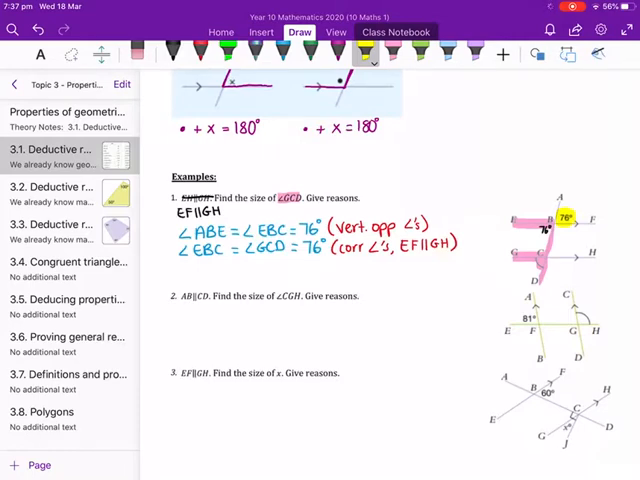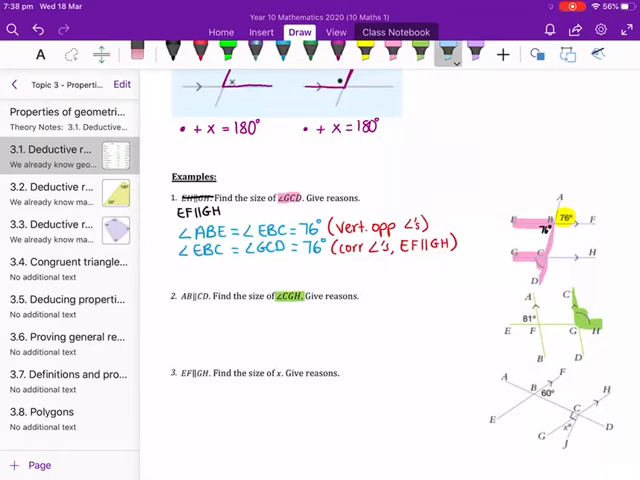Example 2, we have that AB is parallel to CD, and we want to find the size of angle CGH. Now CGH is here. We want to find that angle. So what we're going to do is that we have been given that AFE is equal to 81 degrees. So we're going to use that in some way.